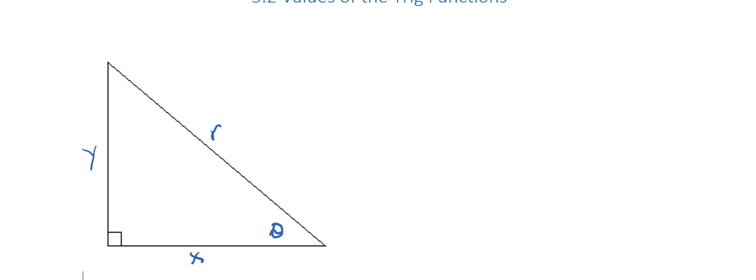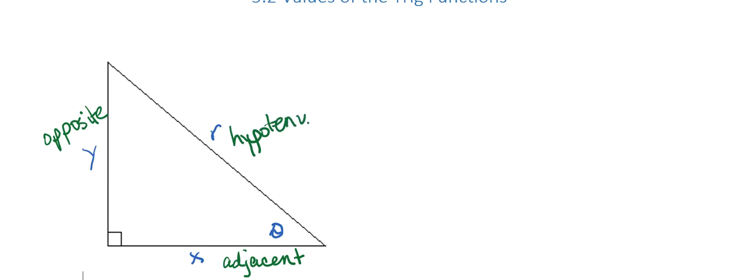So if I'm working with the theta here as my angle, which it is, this x is next to it or adjacent to it. The y is across the triangle from it, so it is the opposite of it. R, remember, is what we call the hypotenuse because it is directly across from the right angle. So we're going to move from using x's, y's, and r's to using adjacent, opposite, and hypotenuse.